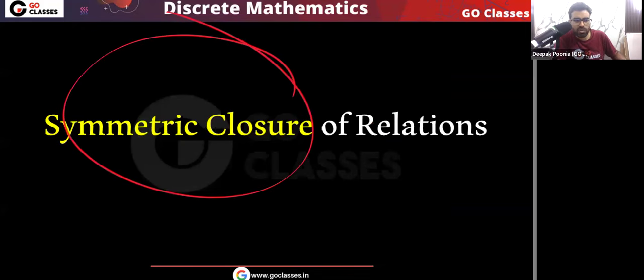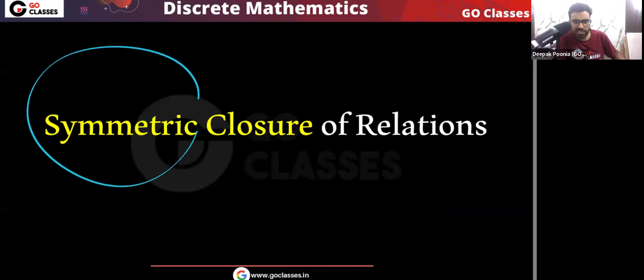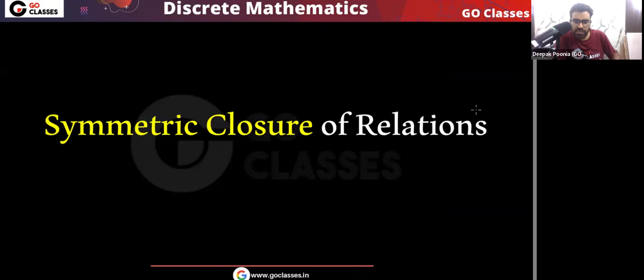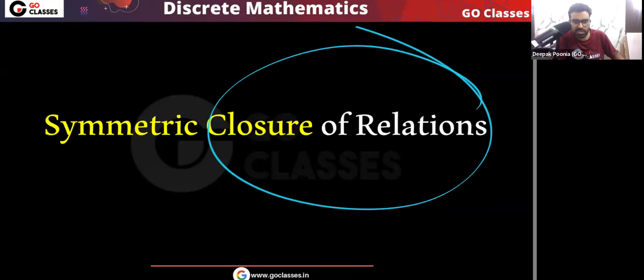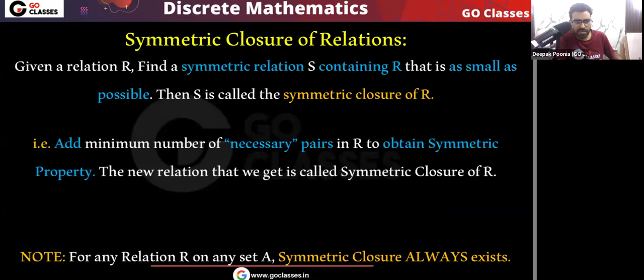Let's study symmetric closure of relation. Now the property is symmetric, and we need to find the closure of relations with respect to symmetric property. Let's see the definition. Given a relation R, how to find the symmetric closure of that relation? That is very simple. We will add minimum number of necessary pairs to obtain the symmetric property. This new relation that we get, that will be called symmetric closure of R. So you can read that.